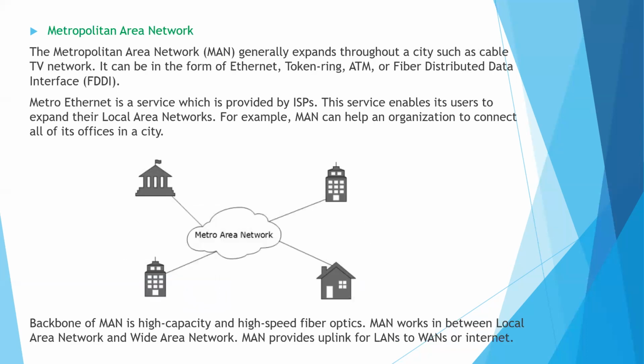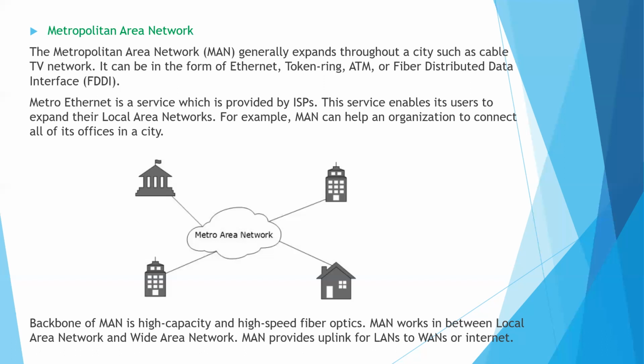Metropolitan area network. The metropolitan area network, or MAN, generally expands throughout a city such as a cable TV network. It can be either in the form of Ethernet, token ring, ATM, or fiber distributed data interface, FDDI. Metro Ethernet, or Metropolitan Ethernet, is a service which is provided by ISPs. This service enables its users to expand their LAN.